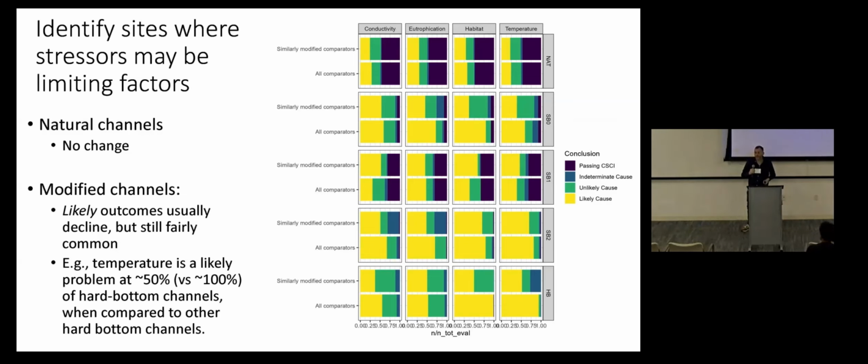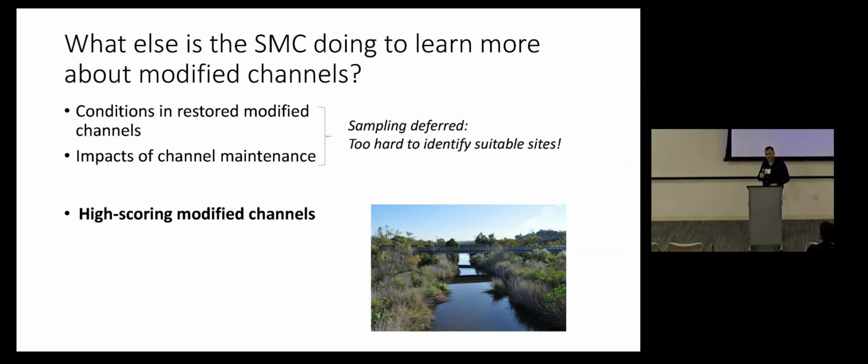So this analysis of existing data is only one step that the SMC is doing to try to get at ways to fix modified channels. We're also trying to collect some new data to give us some new insights. This is a part of the project that's actually gone through a lot of evolution since it started. We initially tried to look at conditions in restored modified channels, but we had a lot of trouble finding them. Most of the restoration activity, first of all, is not very well consolidated. There's not one database to find every restoration in the region.